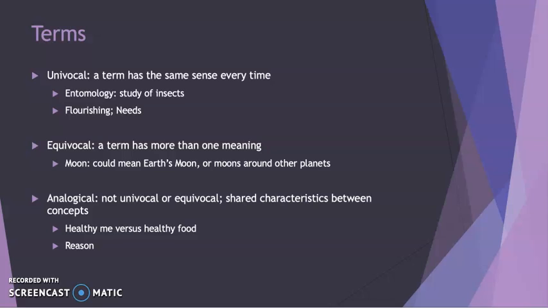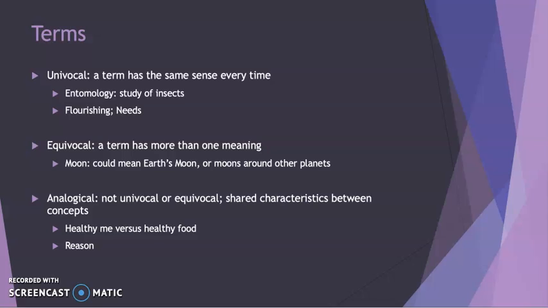And finally, there are analogical terms. Here, obviously, it's not univocal and it's not equivocal, but it's something in between the two. In parts, it's univocal, and in parts, it's equivocal because it's an analogy. So MacIntyre uses the common example of healthy me versus healthy food, right? When I use the term healthy to talk about myself, I mean something that is similar to, but not equivocal from, healthy food. Healthy means something analogically the same in both cases. So it's neither univocal nor equivocal.